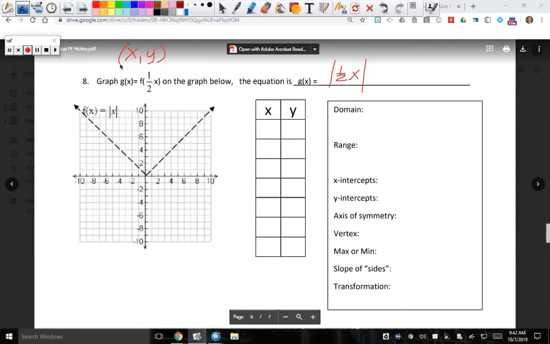So let's check some points. I'm going to jump around just a little bit. And I'm going to pick numbers that I can multiply by 1/2. You with me? Here we go. I'm going to pick -2, -4, and -6. I'm going to pick 2, 4, and 6. You'll see where I'm going with this?